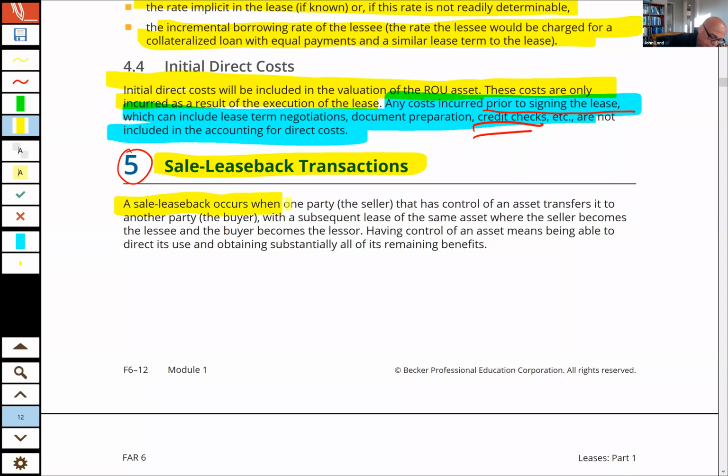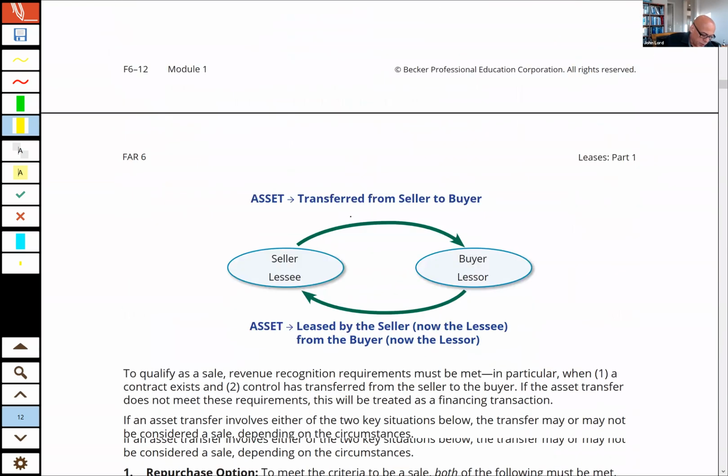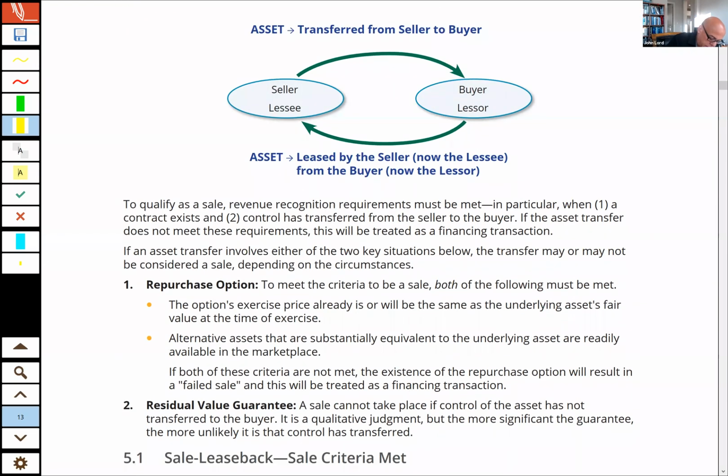So a sale leaseback occurs when one party, the seller, that has control of an asset transfers it to another party, with a subsequent lease of the same asset where the seller becomes the lessee and the buyer becomes the lessor. So now I'm leasing back the property from you that I just sold to you, okay? Now, when you take a look, we need to look at what the repurchase option is, okay?